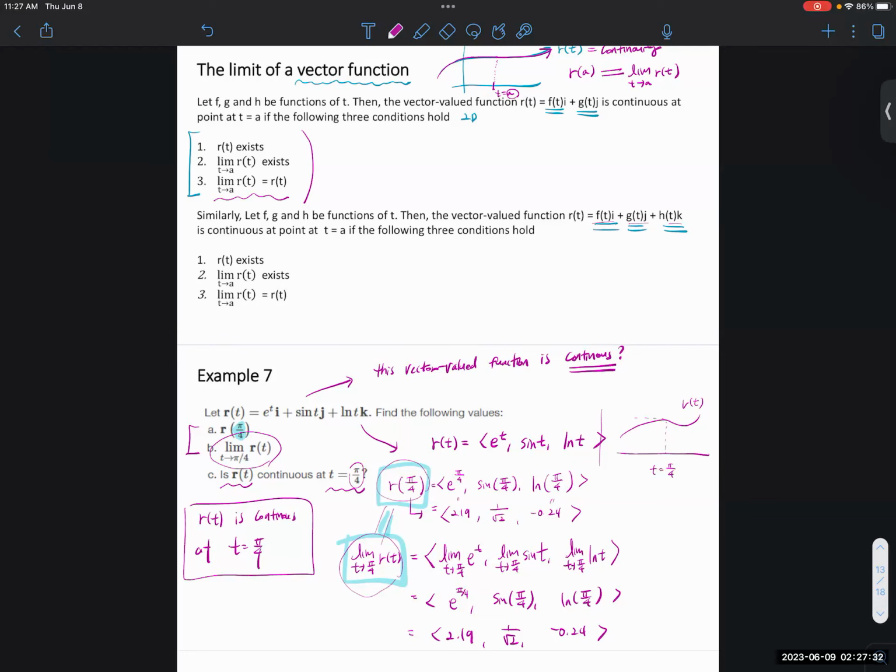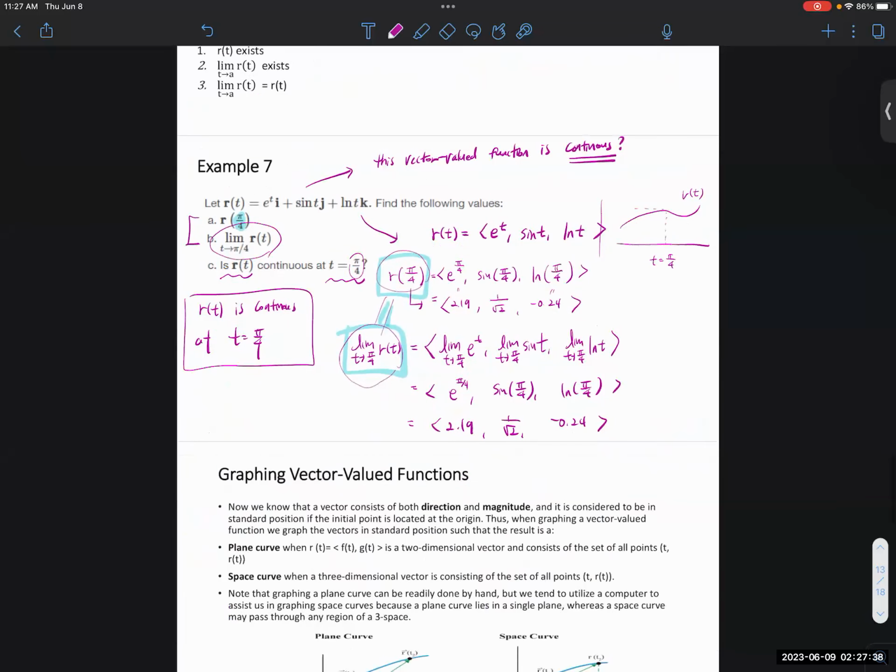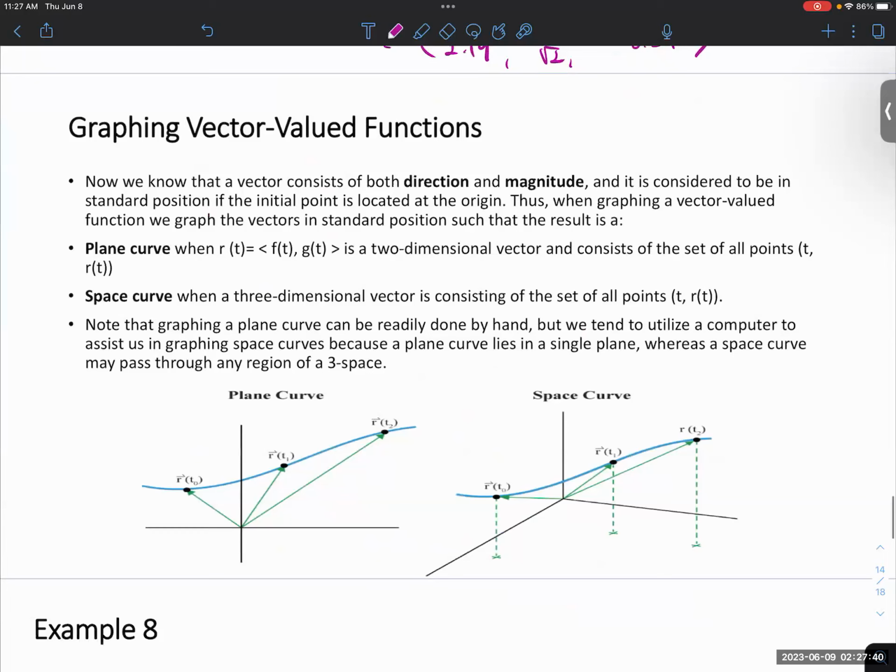Let me take a look at one more idea in terms of the vector value function. Let me go down slowly. You might be wondering, Professor Ben, what does the vector value function look like? I want to see that. So, graphing vector value function. The textbook doesn't really talk about this, but I want to show you more visually. Let's take a little bit of a recall.